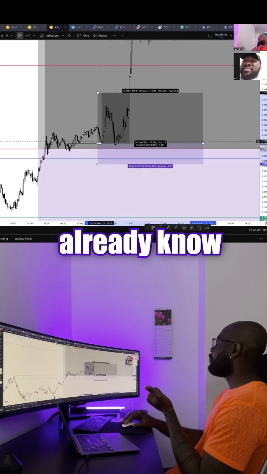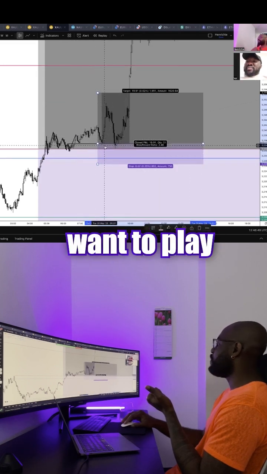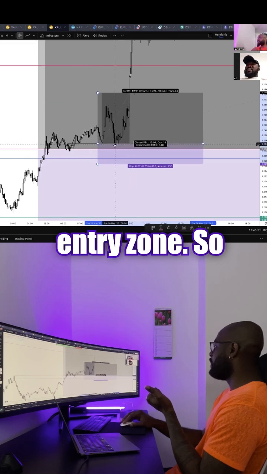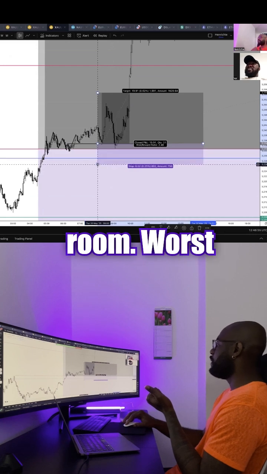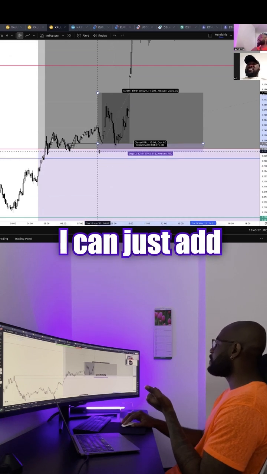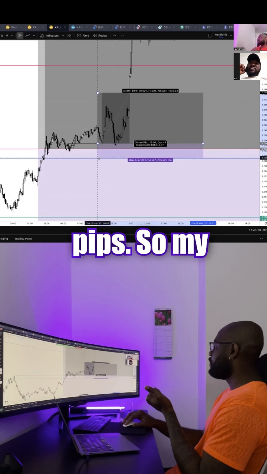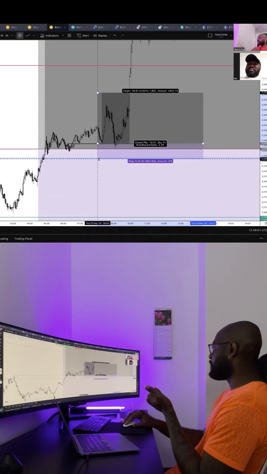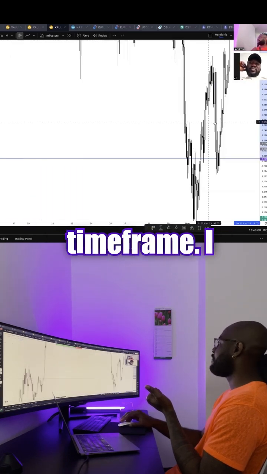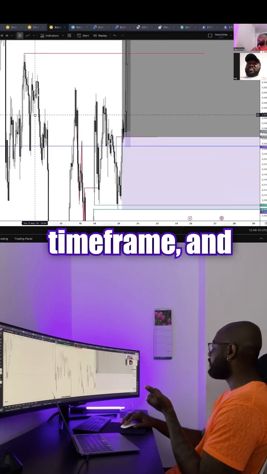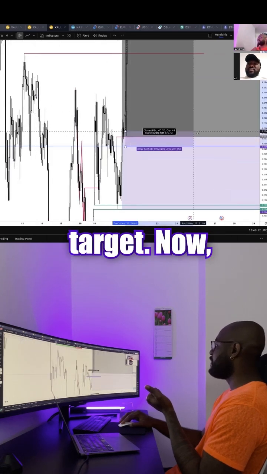Yes, because I already know that there's a very high chance that price will want to play around in the entry zone. So it's better for me to give it enough room. Worst case scenario, I can just add an extra 3 pips. So my total stop loss will be 6 pips rather than just being 3 pips. And then I can have a target using the 1 hour time frame. I can go to the 1 hour time frame, 4 hour time frame, and I look for a target.